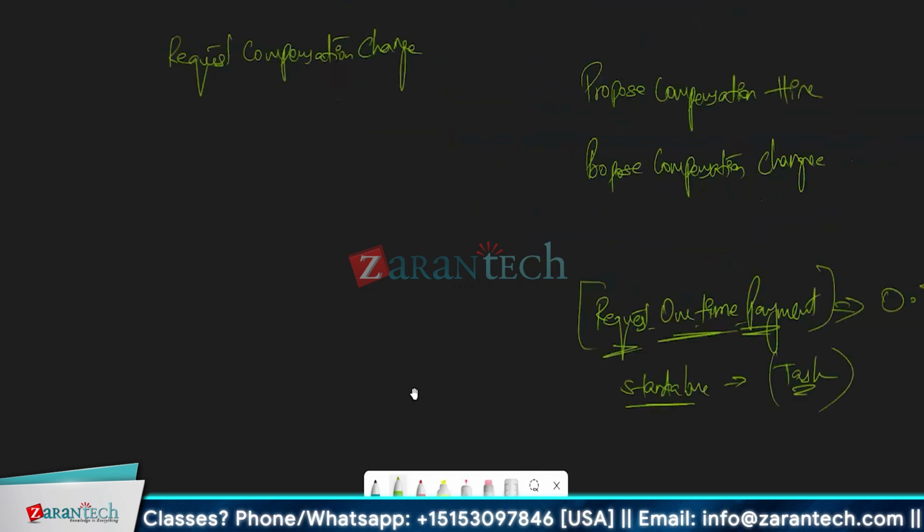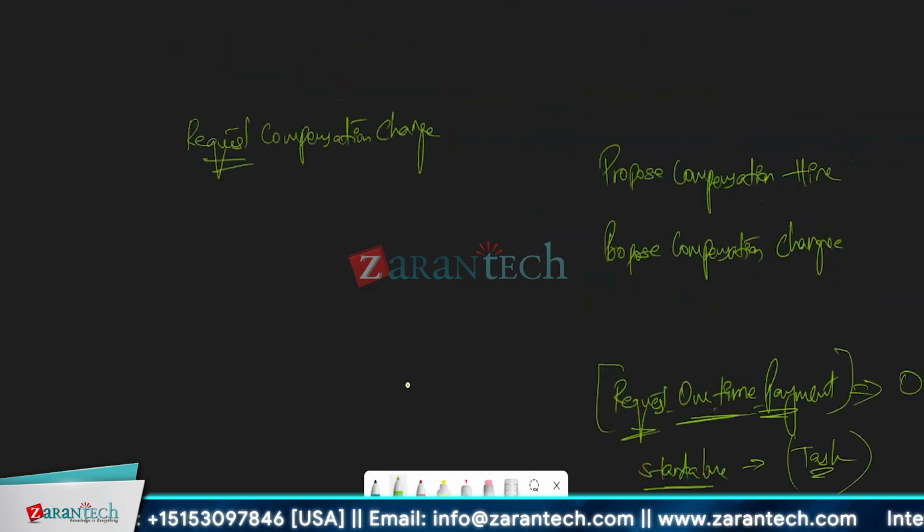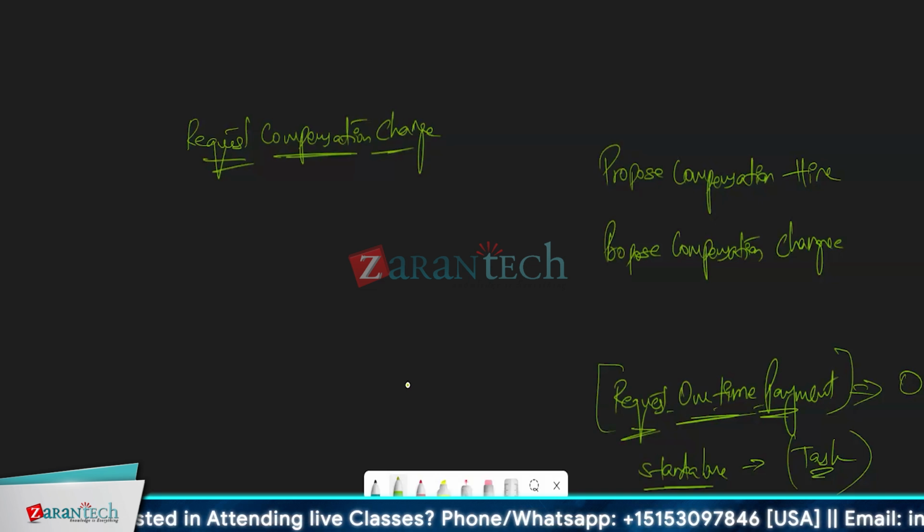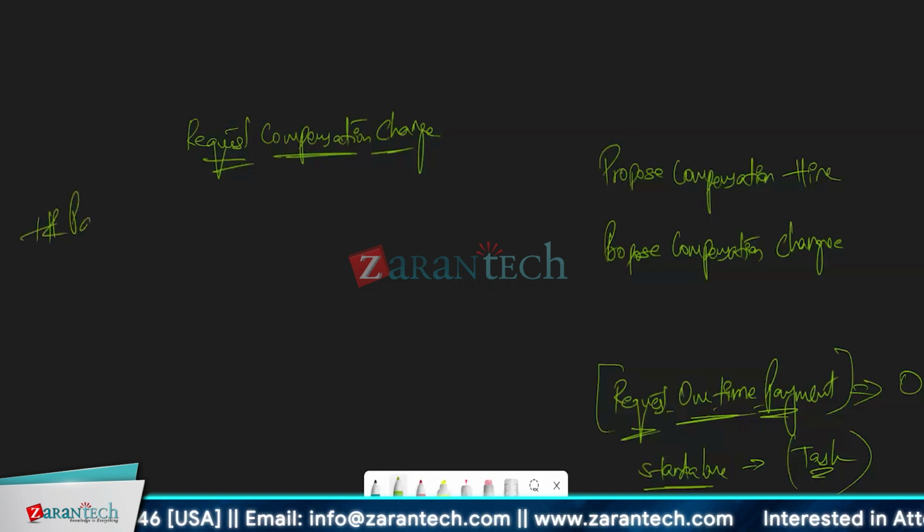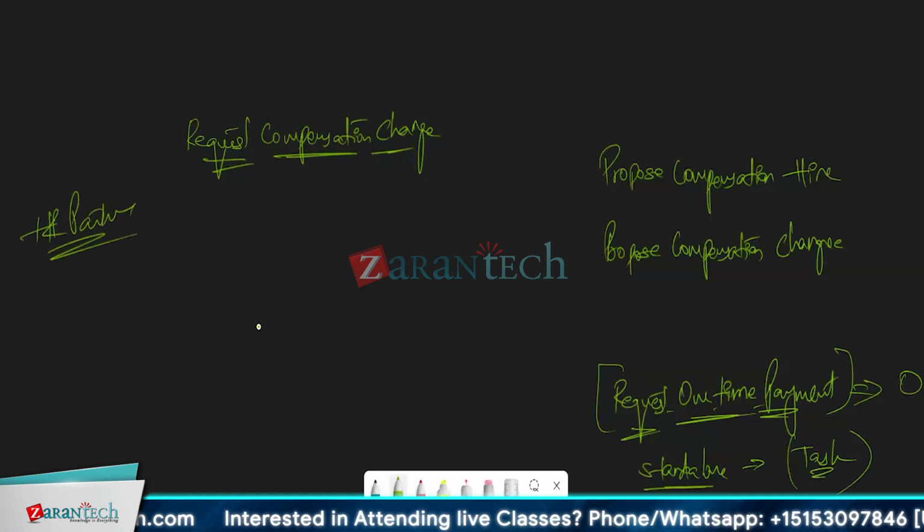Similarly, we have request compensation change. This is an ad hoc compensation change to an employee. So if you want to change the compensation details of an employee on an ad hoc basis, request compensation change is used whenever you want to request a compensation change ad hoc for an employee. So let's say an HR partner realizes that one of the employees has an incorrect salary. They can do a request comp change and change the compensation for the employee on an ad hoc basis.